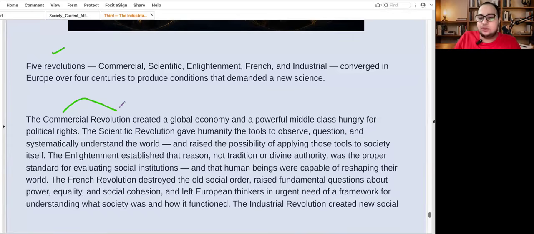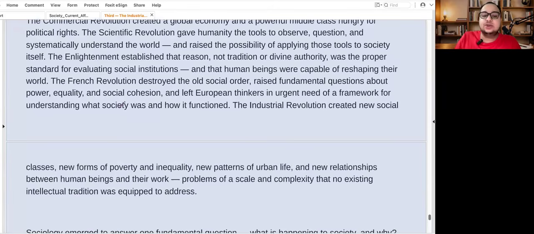The Industrial Revolution created new social classes, new forms of poverty, inequality, and an entirely new urban life, a new relationship between human beings and their work. The earlier relationship totally got dismantled. Work was not for fulfilling your desire. Work was for earning profit. So industrialists were producing more and more things to earn more profit.